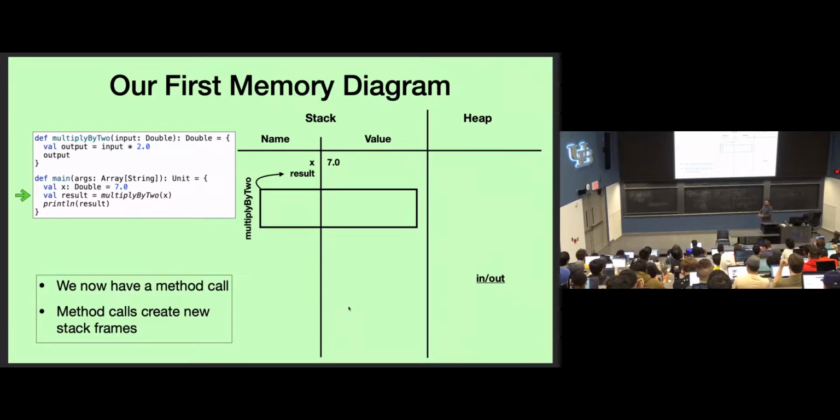Next, we have a method call. So I'm introducing a bit more syntax here. We have the solid box to denote a new stack frame being created when this method is called. Every method call creates a new stack frame, which is an isolated environment for that method call. On the side, I'm going to write the name of the method that's being called to denote that this is a stack frame created for the multiply by 2 method. I'm going to declare the variable where the return value is going to go, but I'm not going to give it a value yet. And then I'm going to draw an arrow.